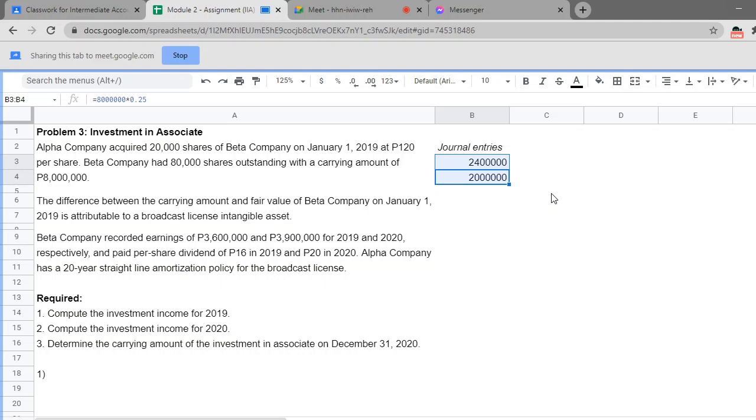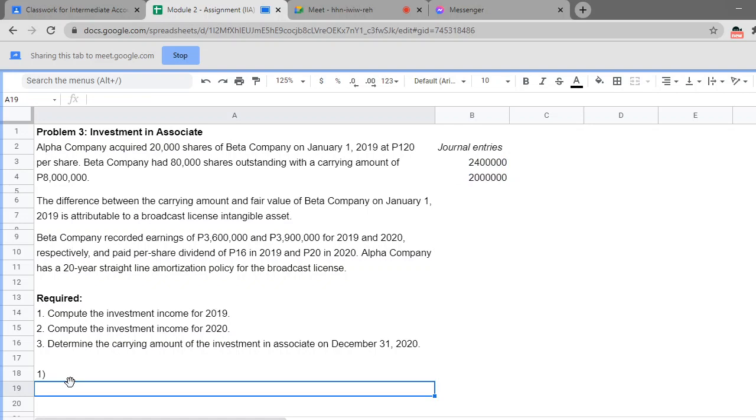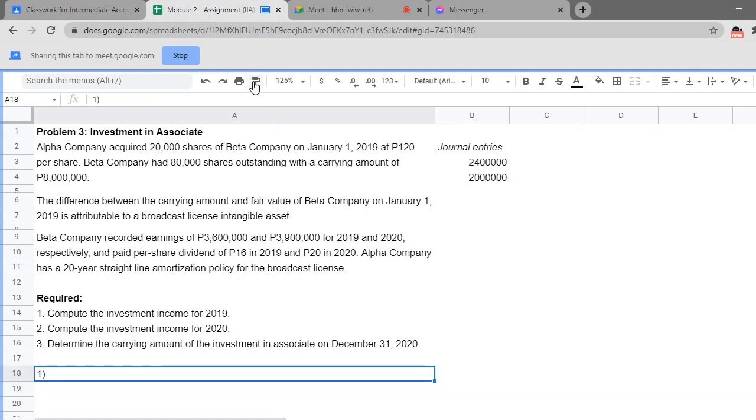Beta Company recorded earnings of 3.6 and 3.9 for 2019-2020 and dividends. Ayan, every year din siyang nagbibigay ng dividends. Maganda. Maganda tong kumpanyang to. Alpha Company has a 20-year straight line amortization for broadcast license. So, ayun, we have the idea na i-amortize natin for 20 years. So, let's compute for net investment income. Let's start with the share in profits. So, pila ba ang share in profits na to?